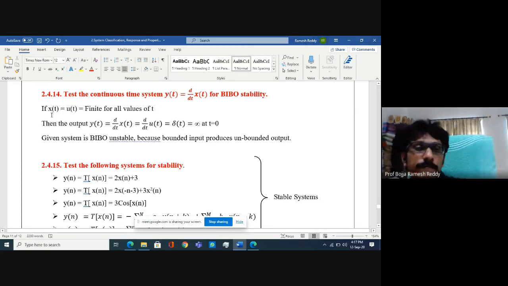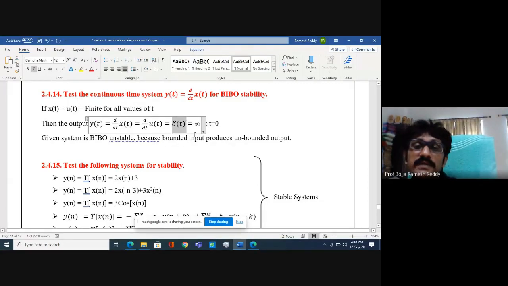Now observe the output. The output y of t is equal to d by dt of x of t. That is, d by dt of x of t means what? Differentiation of u of t. The derivative of the unit step signal is called the impulse signal, delta of t.